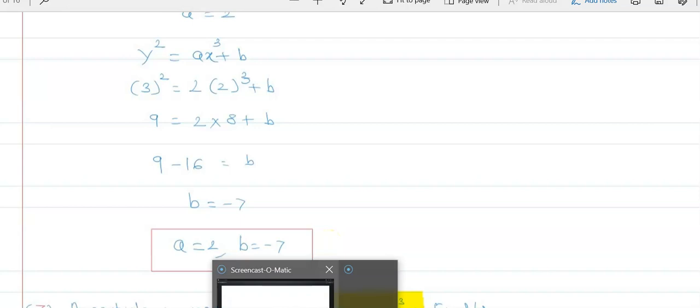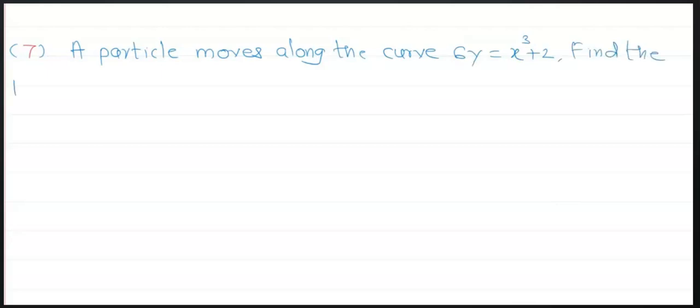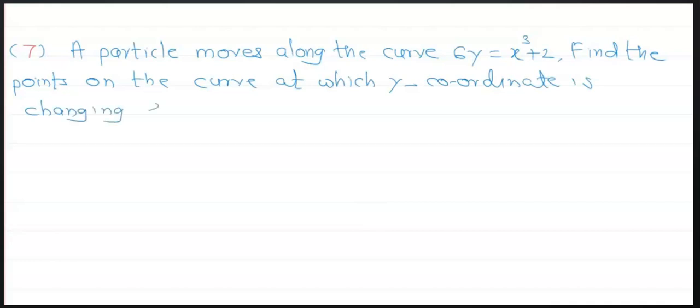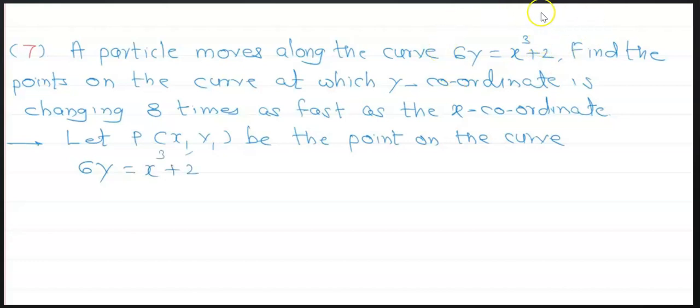Now, the next is problem 7. A particle moves along the curve 6y equals x cube plus 2. Find the points on the curve at which the y coordinate is changing 8 times as fast as the x coordinate. Now, first of all, I had a correction: 6y equals x cube plus 2. This is the correction. I had modified this problem.